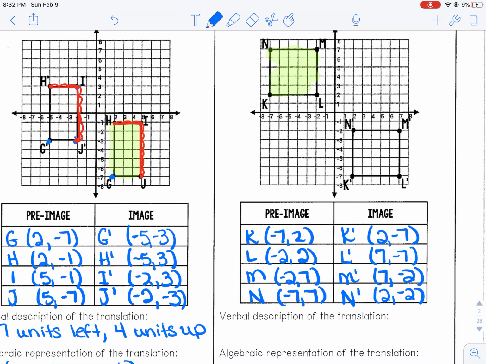Okay, so let's take a look and see what has happened between those to get a verbal description of the translation. I'm going to pick the first one and just look at K to K prime. Left, right first. Looks like I'm going to the right 9 units, and then I'm going to travel down 9 units. So my verbal description would be 9 units right, 9 units down.